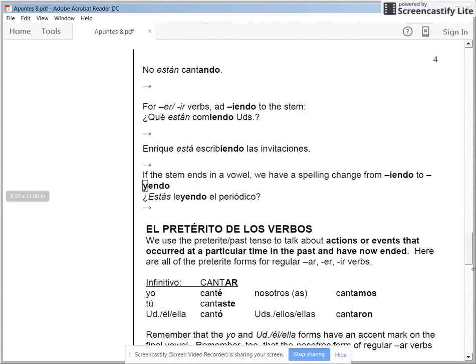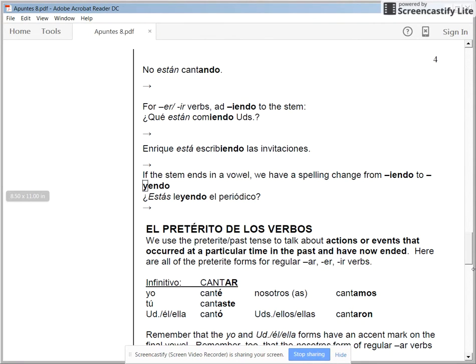For ER and IR verbs, you add yendo to the stem. So, for example, you would use in the question, ¿Qué están comiendo ustedes? It should translate to say, or to ask, what are you guys eating? Enrique está escribiendo las invitaciones. Comes from the verb escribir, because we know it's an IR verb in this case, from that yendo ending. This should translate to say, Enrique is writing the invitations.